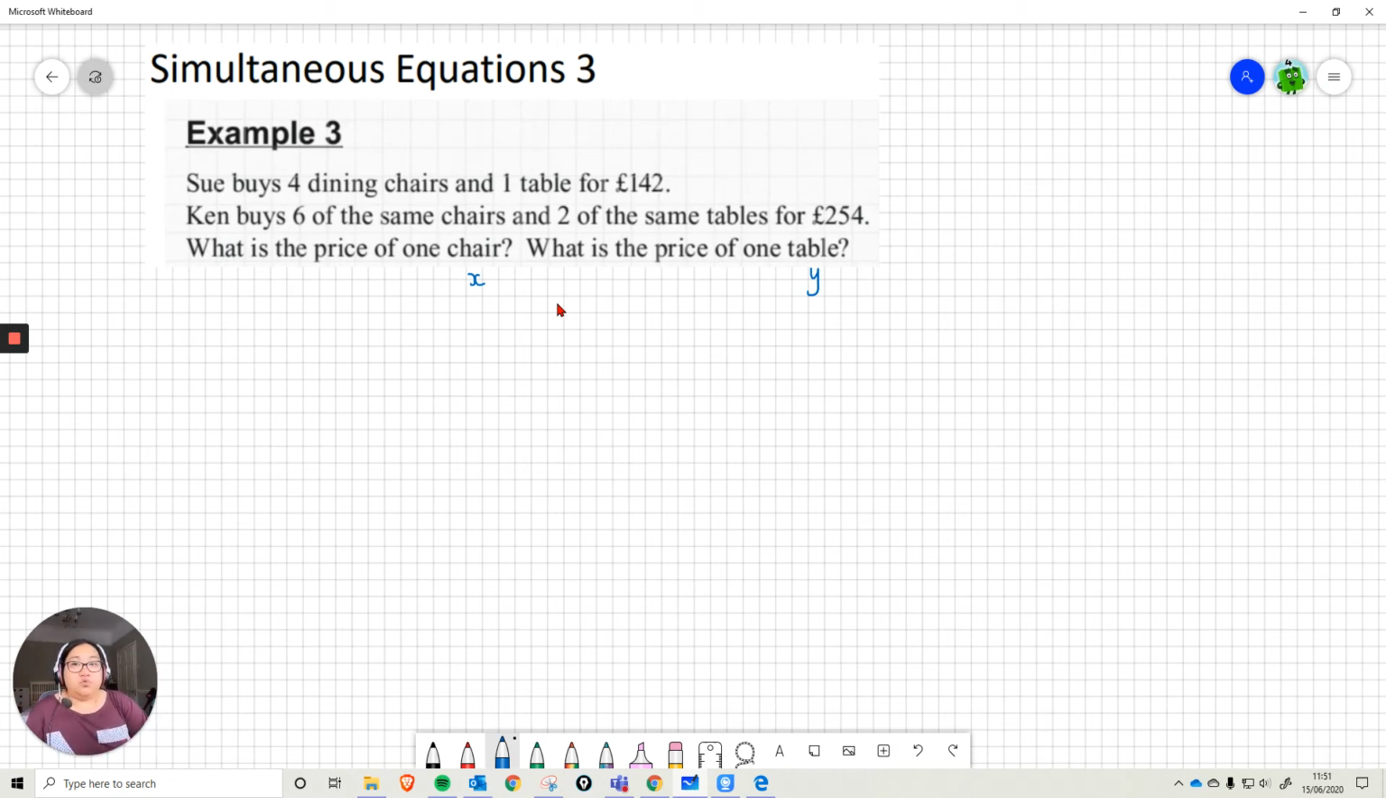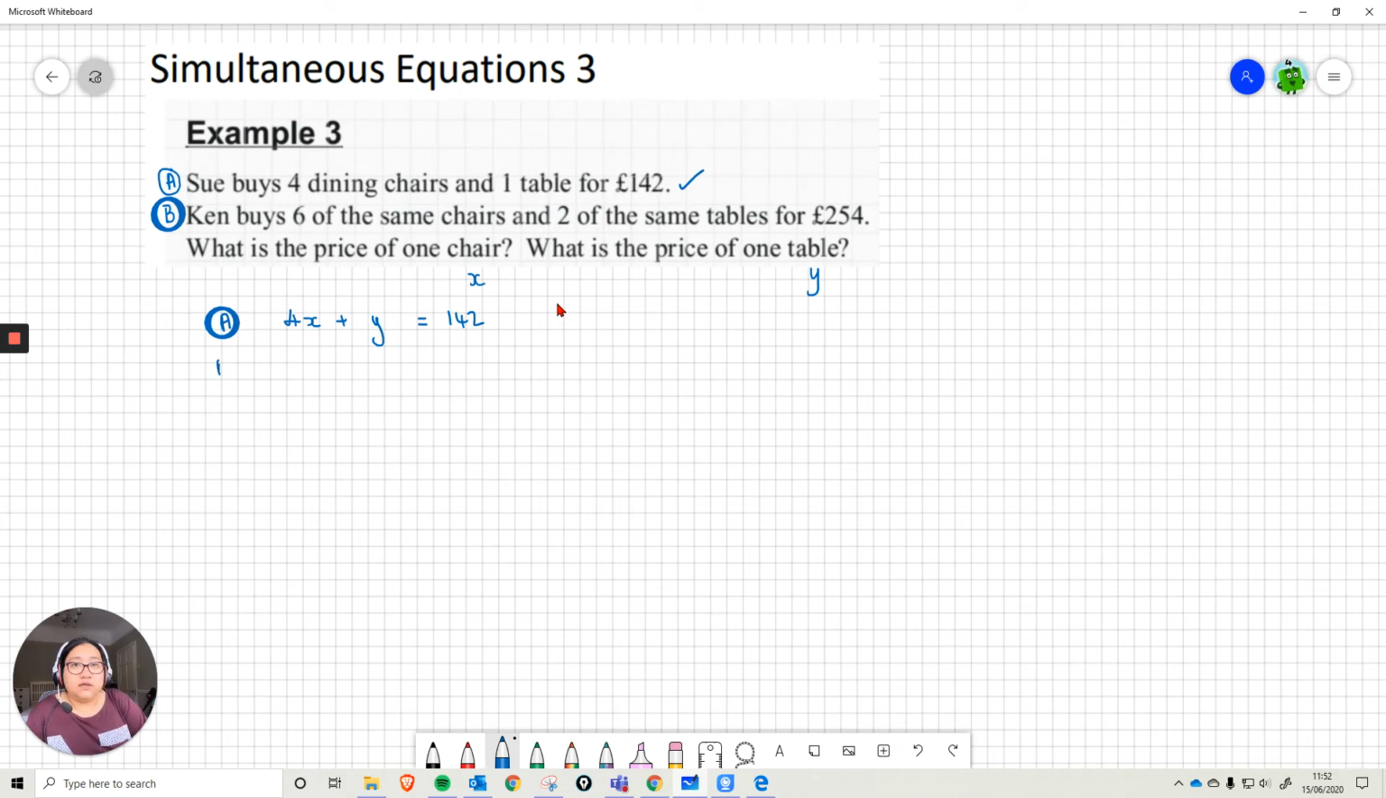In order to work out how we're going to form those equations, you can see there are two sentences at the top. Sue is going to form our first equation, equation A, and Ken is going to form our second equation, equation B. I'm just going to concentrate on the first sentence. Sue buys 4 dining chairs. Chairs, remember, is X, so that's 4X. And she buys 1 table, so that's just 1Y. And the total cost is £142. That's our first equation from that first sentence done.